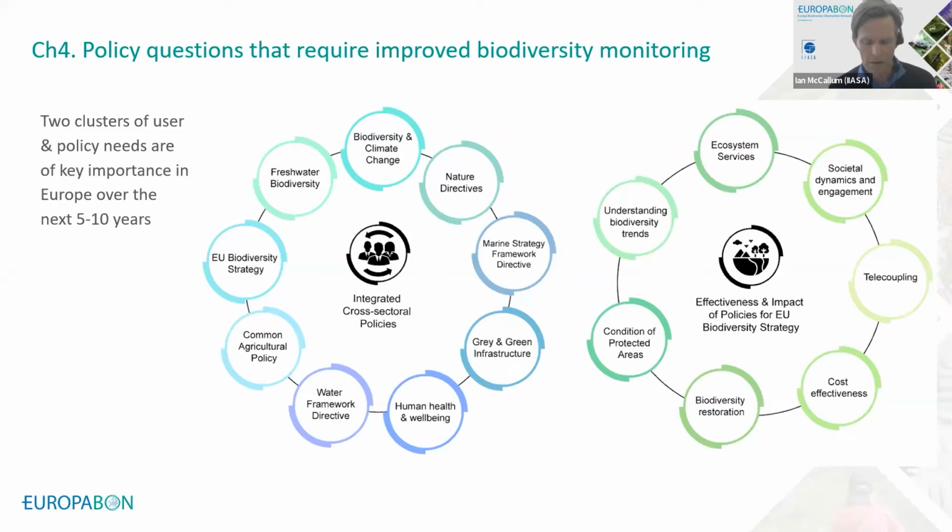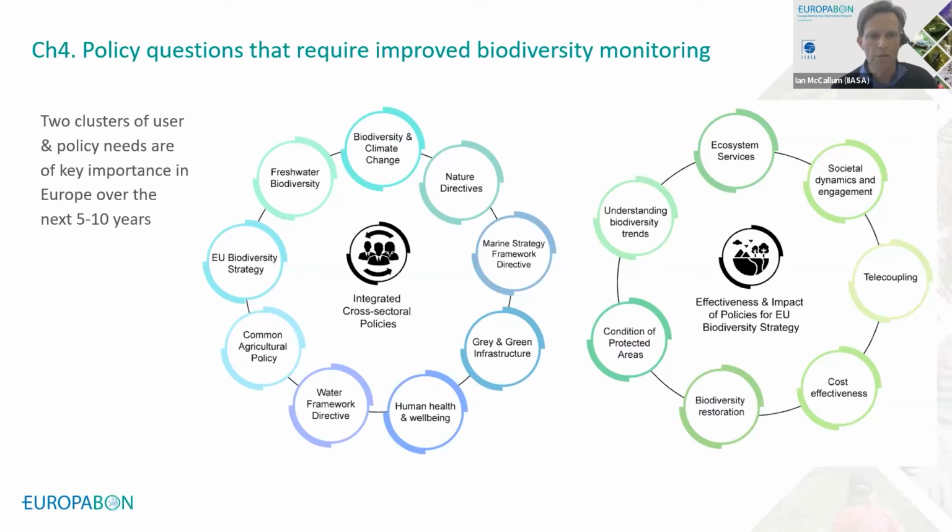Great. So I will just continue here with chapter 4 of the report, the final chapter, which was titled Towards the Design of a European Biodiversity Monitoring System. And initially here you see 2 clusters of user and policy needs, which were identified to be of key importance in Europe over the next 5 to 10 years. On the left-hand side, actually the integrated cross-sectoral policies, which are in need of improved biodiversity monitoring, and these are some of them, but there are certainly many more.